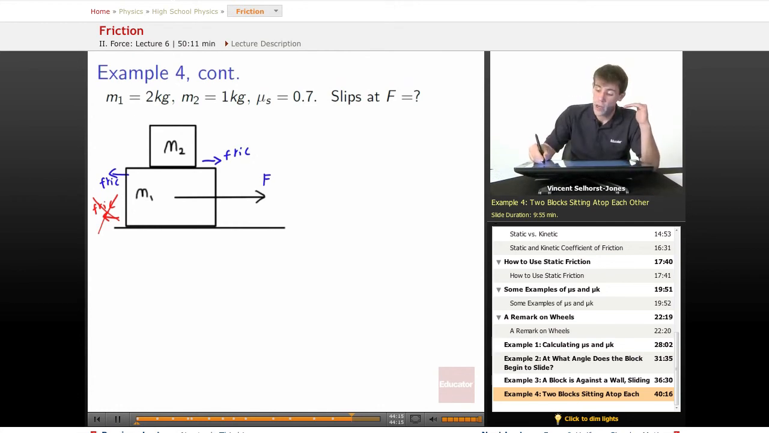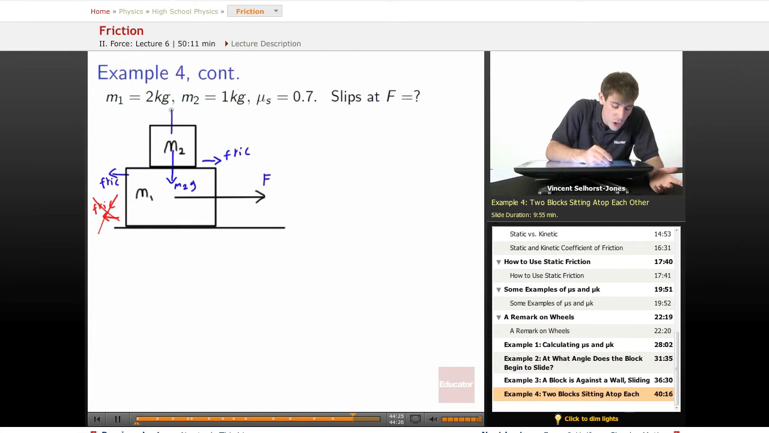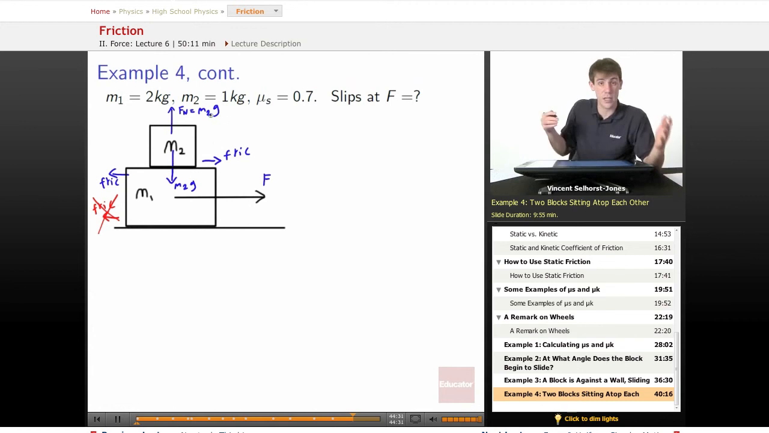Okay, so what is mu s? We know mu s. What's the normal force? Well, how hard does M2 push in? M2 is going to push in with M2 times g. So Fn equals M2 times g because it doesn't burst through the box. It doesn't move through it. It stays on top of it. If we just let it alone, it would sit there.